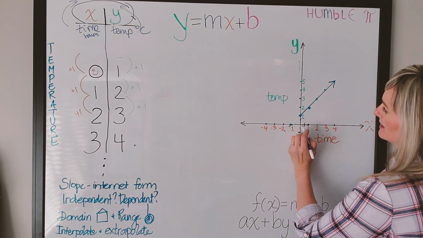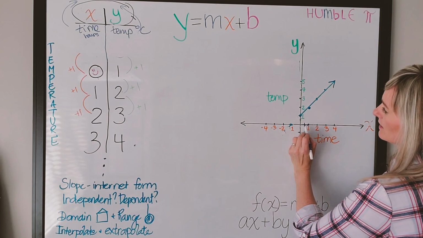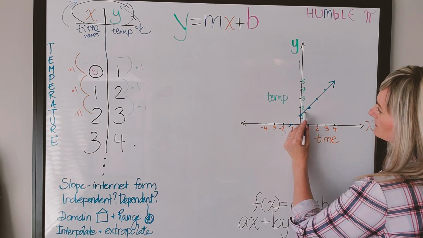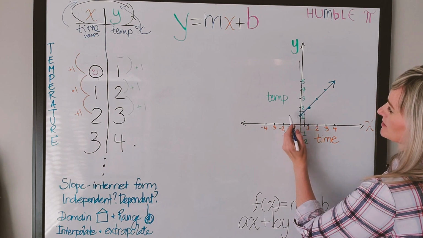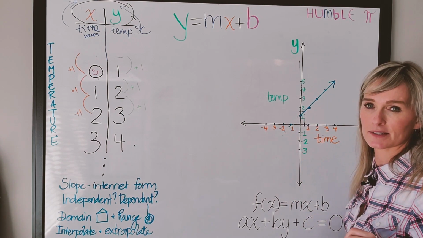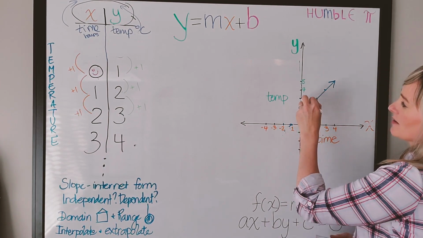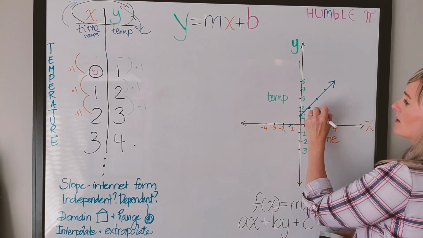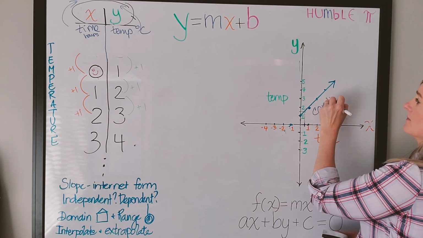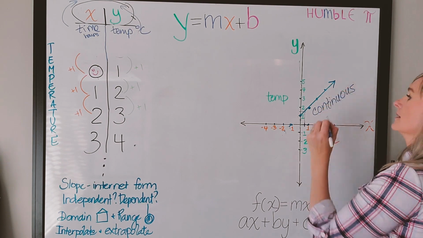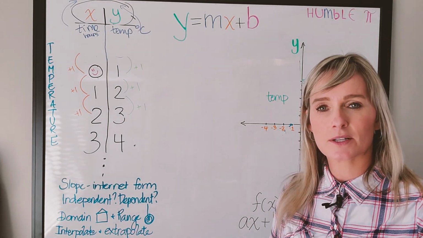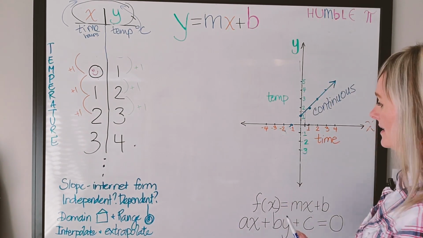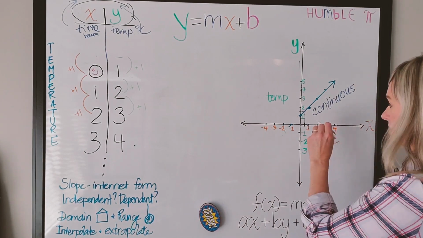At 30 minutes, if this is 1 hour, this would be 30 minutes. Then we would go up here and we would see that the temperature would be about 1.5 degrees Celsius. So you can see how it's important to put all these points. And this is called continuous. Now, can you think of a situation where a graph would not be continuous, where things wouldn't be happening except when you actually had a point here?